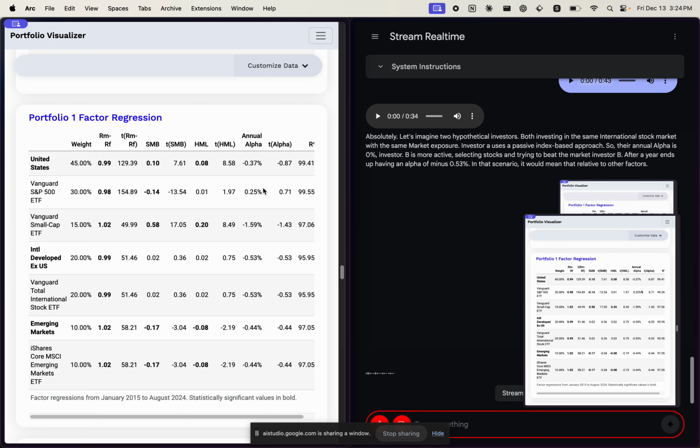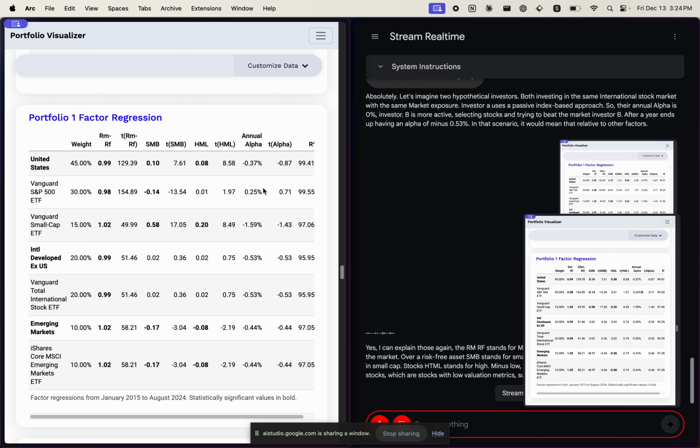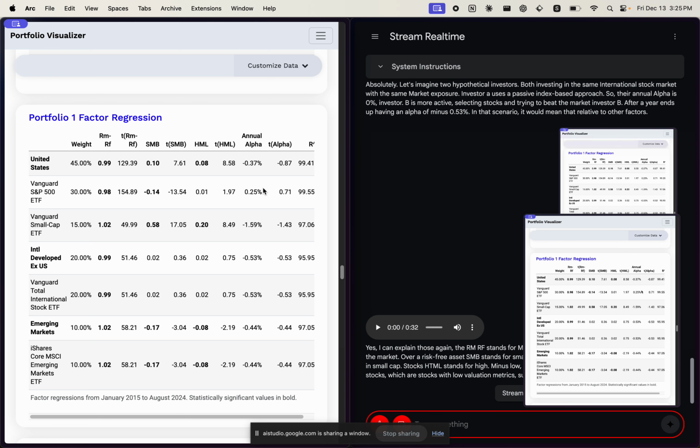Yes, I can explain those again. The RM minus RF stands for market risk premium, which is the excess return of the market over a risk free asset. SMB stands for small minus big, representing a premium from investing in small cap stocks. HML stands for high minus low, representing the premium of investing in value stocks, which are stocks with low valuation metrics, such as book to market ratios. These are the different factors that your portfolio's performance is compared against to calculate the annual alpha.